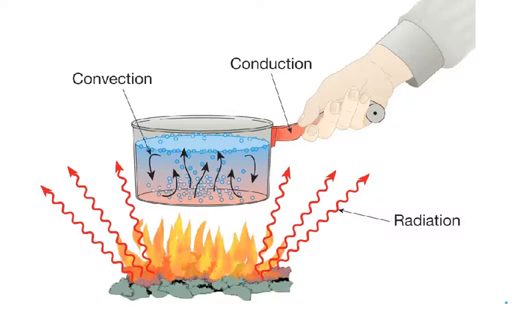This is our video 5 on heat, and this video is going to be on thermal energy or heat transfer. Heat can be transferred from hotter objects to colder objects, and it can travel from one place to another in 3 different ways. One is conduction, the other one is convection, and the last one is radiation.